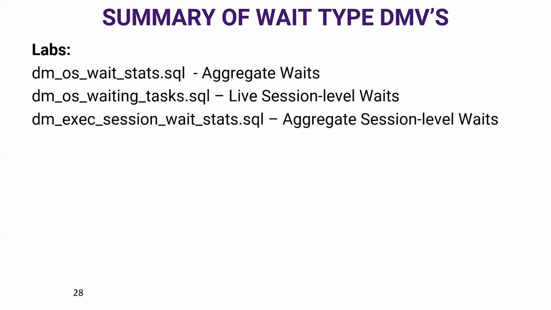So again, when you're looking for wait stats, here's a summary of them. The first one is aggregate wait stats at the whole server level. The second, waiting tasks, is live session level waits, but you have to catch it running. And then dm_exec_session_wait_stats is aggregate session level waits for the entire session's connections so far.